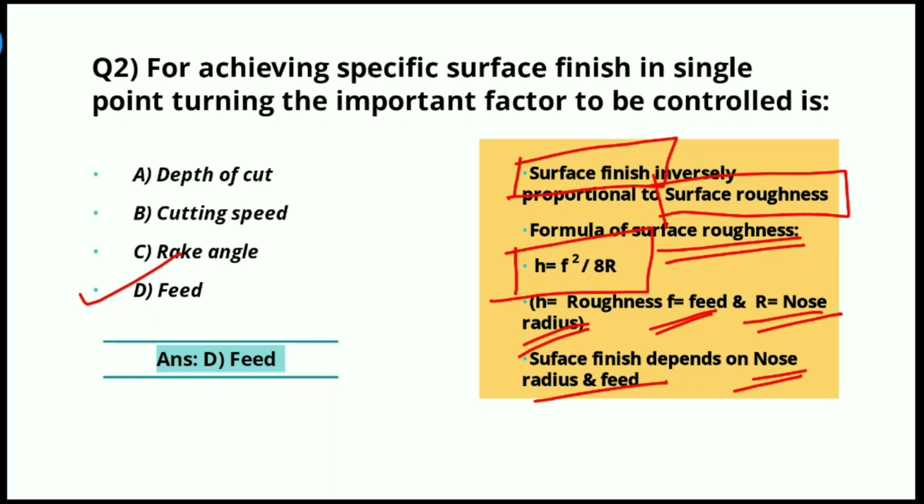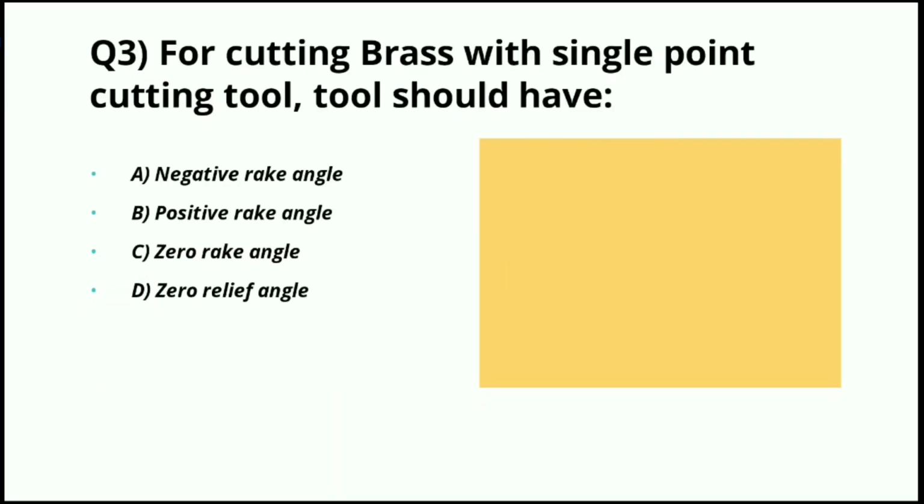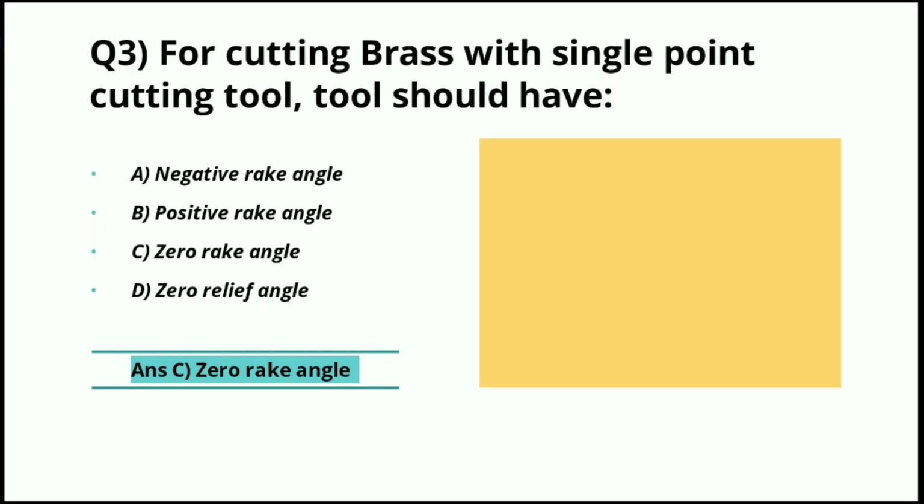Now we will see our next question. For cutting brass, the single point cutting tool should have negative rake angle, positive rake angle, zero rake angle or zero relief angle. The right answer for this question is part C, zero rake angle.